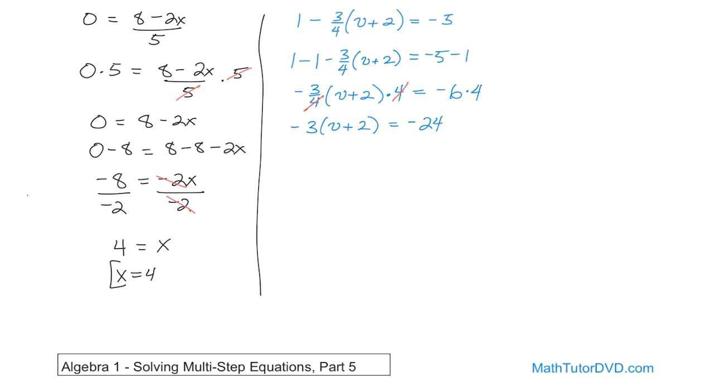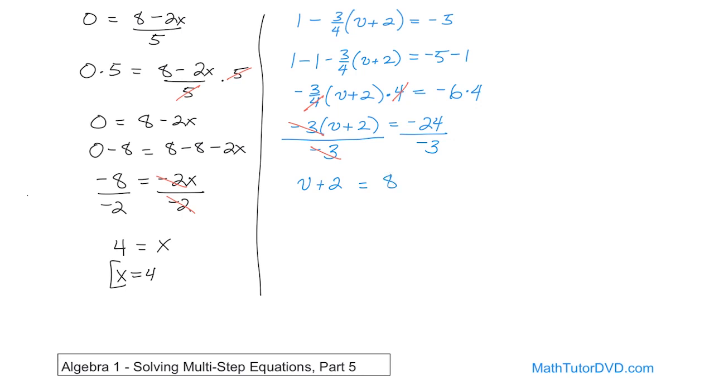Now what do we do? I want to get rid of this 3. How do I get rid of that? Well, I divide the entire left side by 3 and the entire right side by 3. And when I do that, the 3 cancels with the 3. So all I have left on the left is v plus 2. I can drop the parentheses now, equals. What is negative 24 divided by 3? It's negative 8.